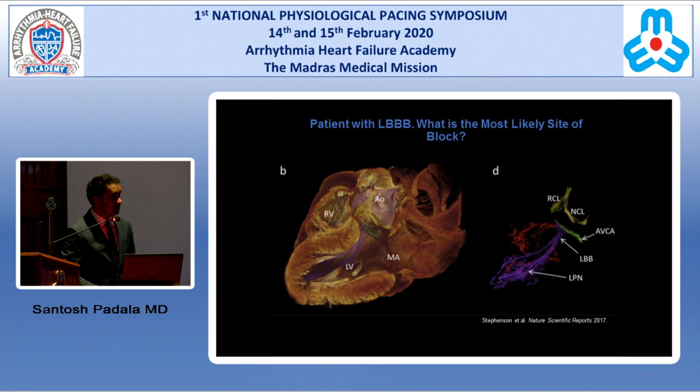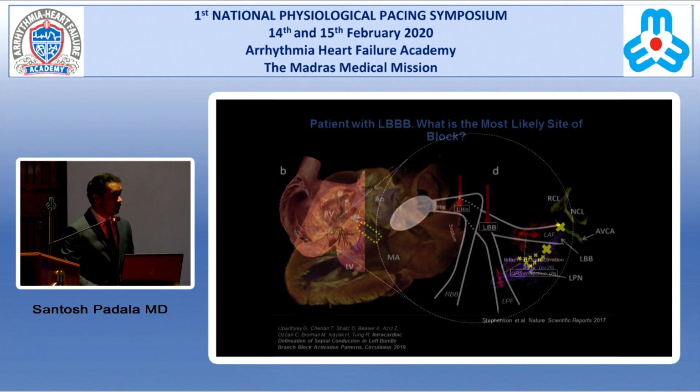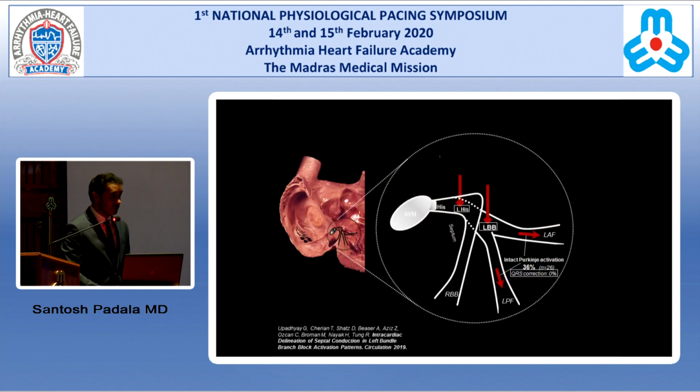Again, if you take a patient with left bundle branch block, where is the most likely site of block? Is it, again, at the level of His? Is it at the left bundle branch, or is it distally? This was a publication from Rottung where they looked at patients with left bundle branch block. They were able to map the left side of the septum using a multi-electrode catheter. And what they found was that in about 46% of the patients, the block was located in the intra-Hisian region. About 20% of the patients had block in the left bundle branch. And in about 35% of the patients, there was intact Purkinje activation.